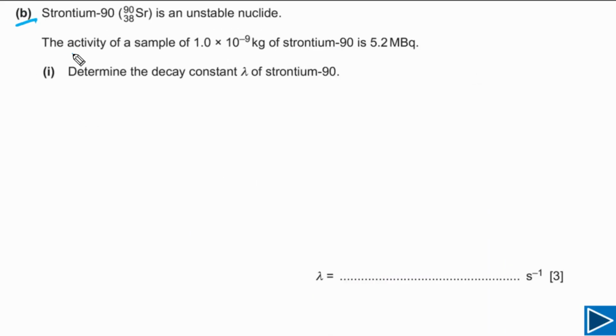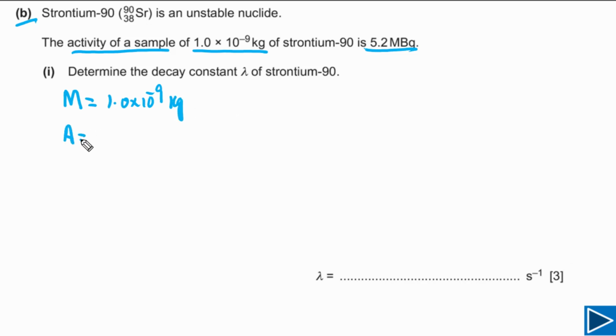For part B, the activity of a sample is given, and the activity of the sample is 5.2 megabecquerel, and the mass of the sample is also given. So first of all, let's write down the mass of the sample. The mass of the sample is 1.0 times 10 to the negative 9 kg. And the activity of the sample is also given.